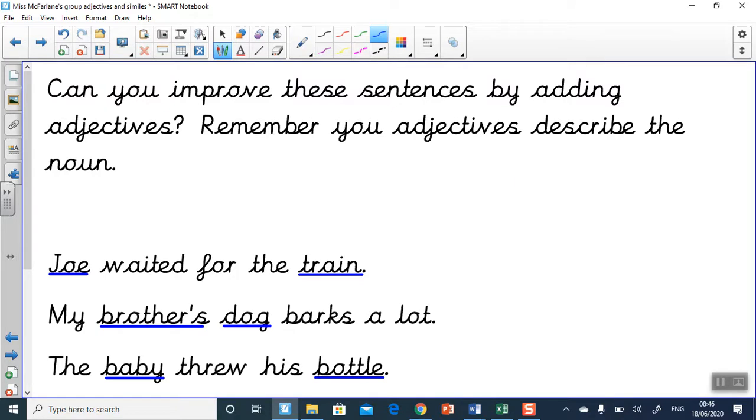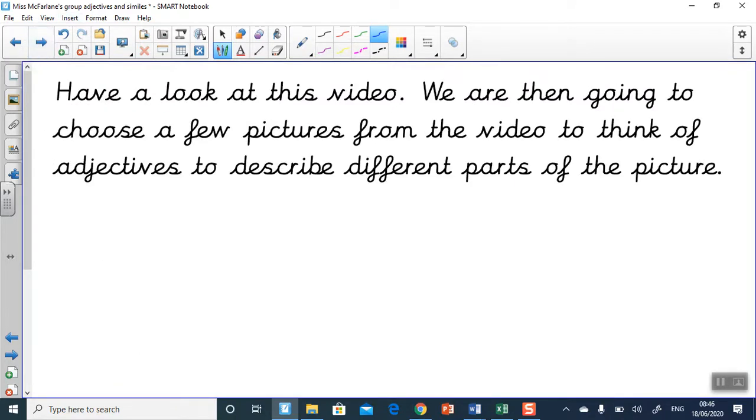Completely up to you. Okay, so what we're going to do now then is we're going to have a look at a video. Once we've done that, we're going to choose a few pictures from the video to think of adjectives to describe the different parts of the picture.